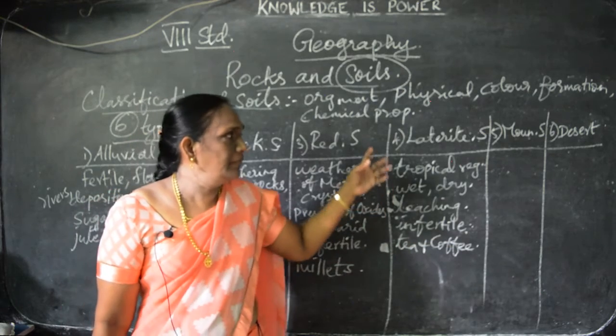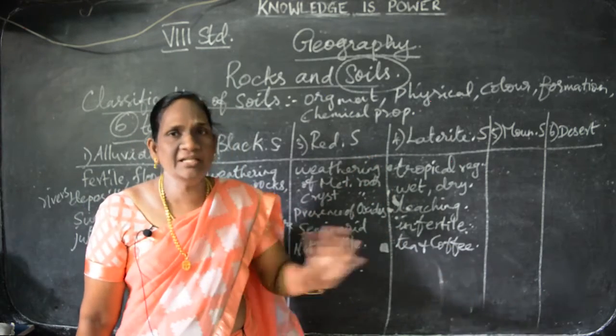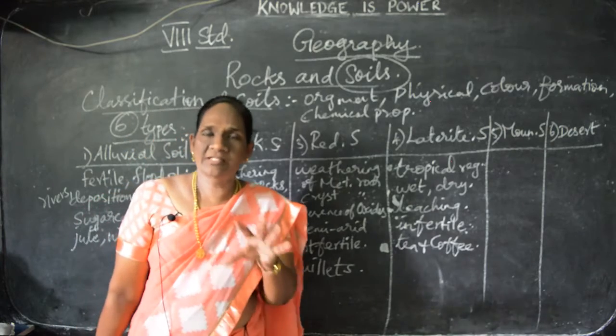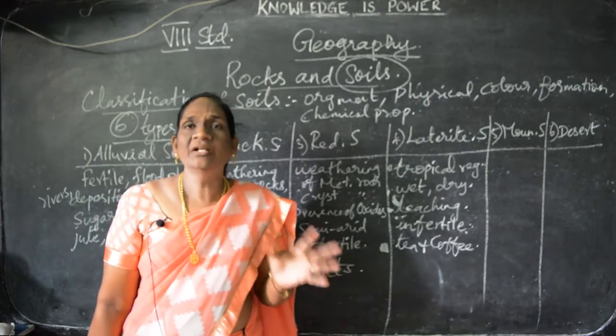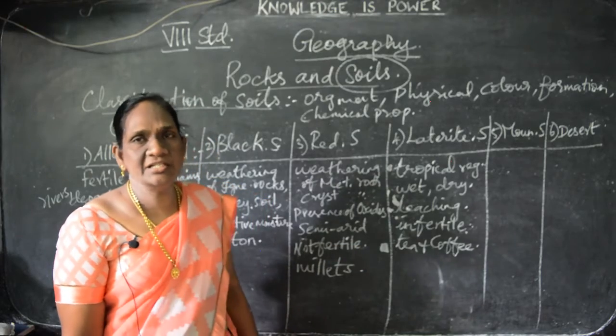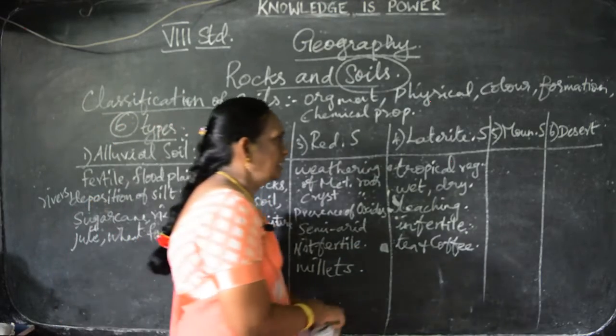Most of it we can see in the hilly region. Only in a few areas in India we can see this laterite soil. So we can cultivate tea and coffee in this laterite soil.